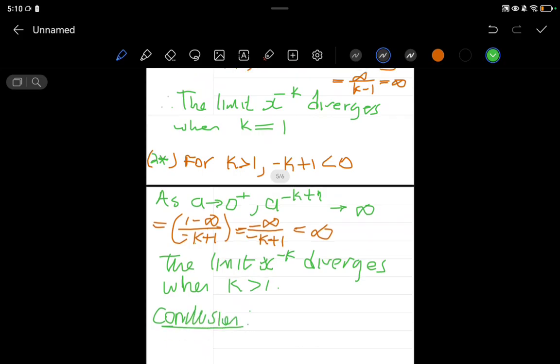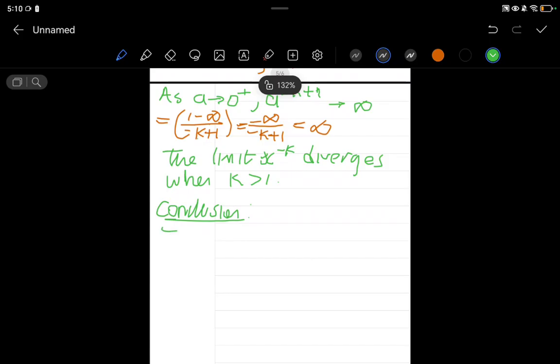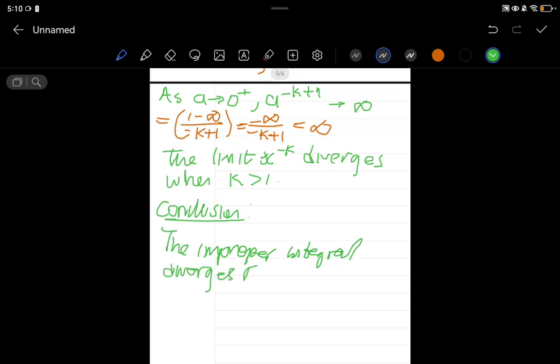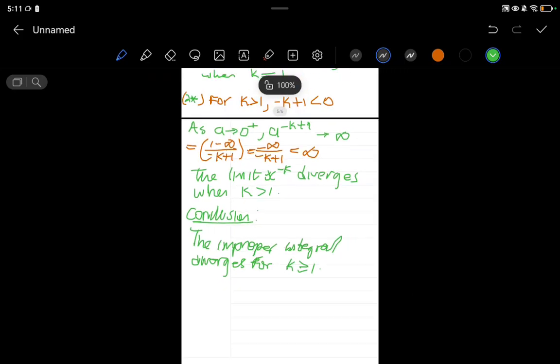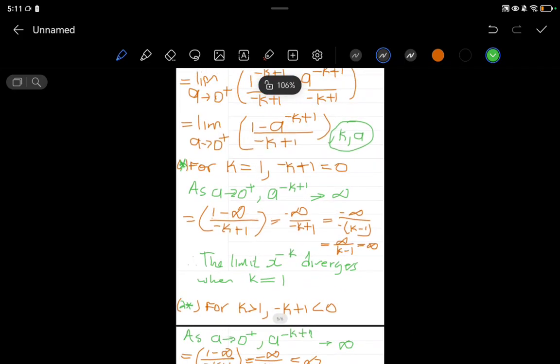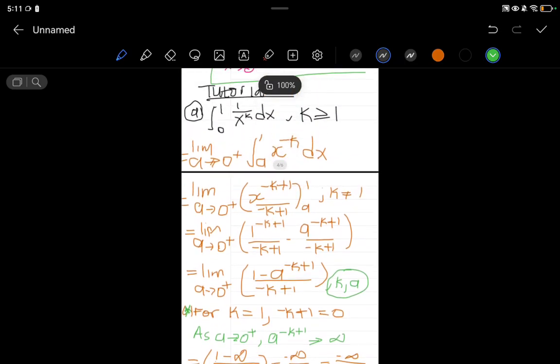On the conclusion part, I'm going to say the improper integral diverges for k greater than or equal to 1. You see that for both cases. So we are done. This integral diverges. Any question?